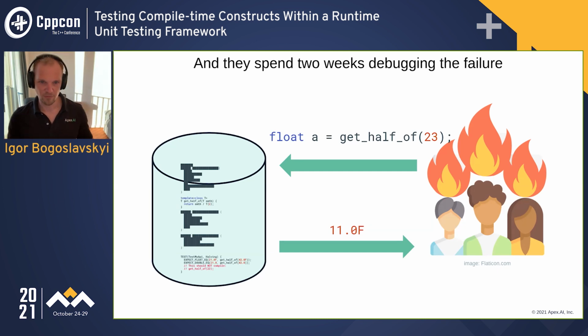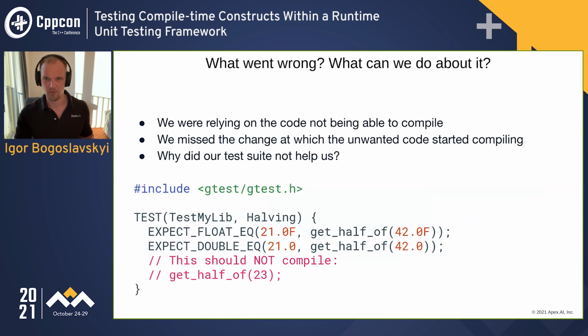We would like to avoid that and to be able to catch something like this as early as possible, ideally at the compilation stage. But how do we do that, right? So let's dive into this a little bit more and try to understand what went wrong here, why it happened the way it happened. Basically, the idea here is that we were relying on some code not being able to compile. And then, of course, we missed the change when somebody made this code compilable. So when they made the get half of 23 integer compilable, we missed this part because there was no test for this.